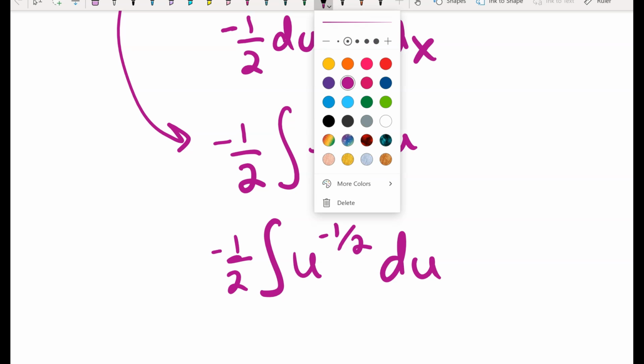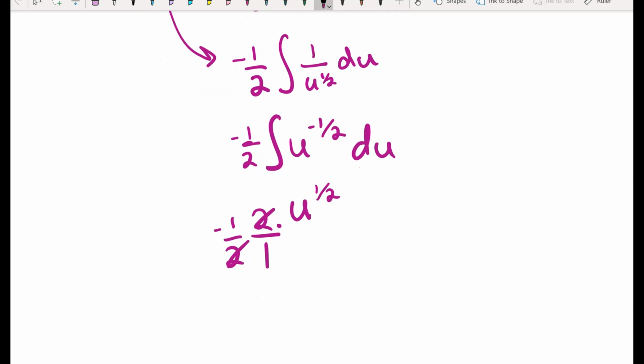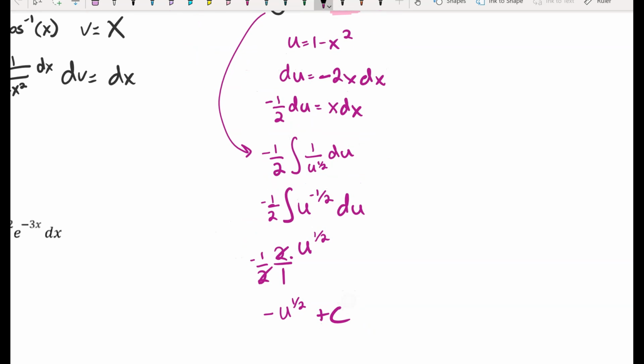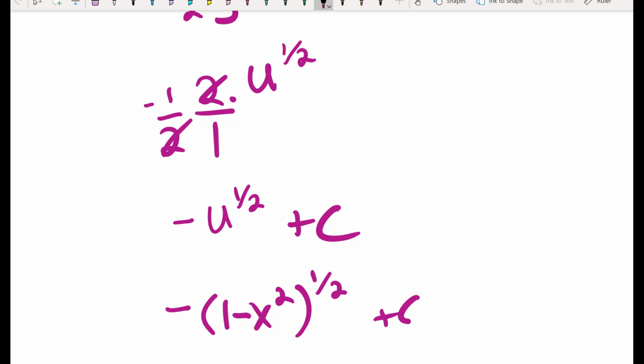This is just a reverse power rule. Add 1 to the exponent, so negative 1/2 plus 1 is positive 1/2, and divide by it. But dividing by 1/2 leaves me with a complex fraction. So I'm just going to very quickly multiply by the reciprocal instead, which is equivalent. And that works out because if I'm multiplying by negative 1/2 here, that reduces to just negative 1. So really this entire integral is just negative u to the 1/2 plus c. But remember, we made u 1 minus x squared all the way up there, so that would just be negative 1 minus x squared to the 1/2 plus c.